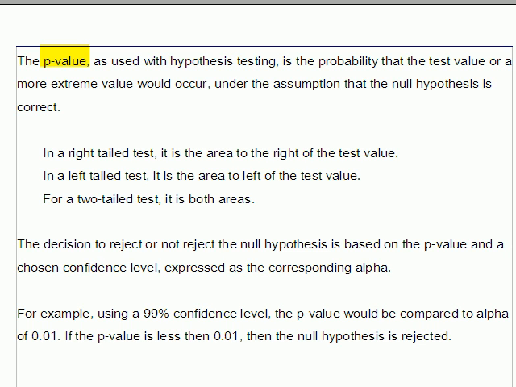So what is the p-value? Okay, remember the critical value is a value of z or a value of t. The p-value is not that, it is the area. It is the area to the right or to the left of the test value, or sometimes you have to multiply by 2 if you have a two-tailed test. Let's look at a normal distribution and I'll show you what I mean.